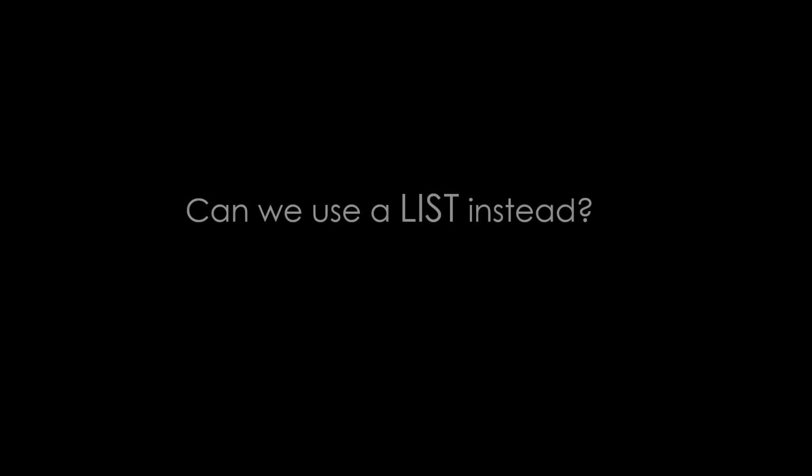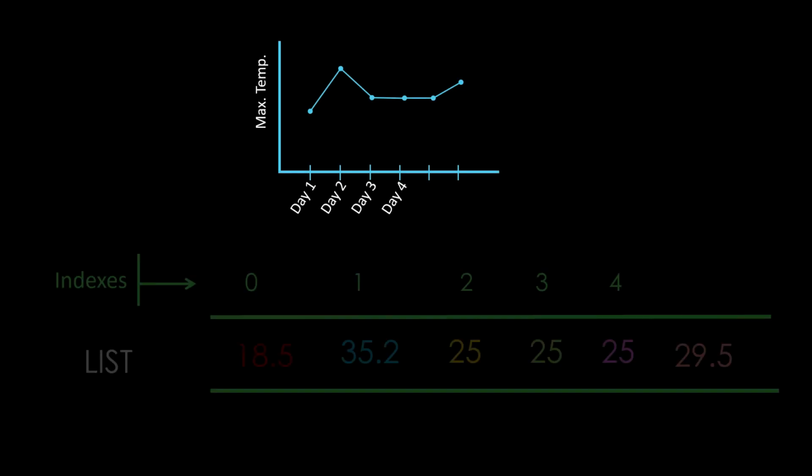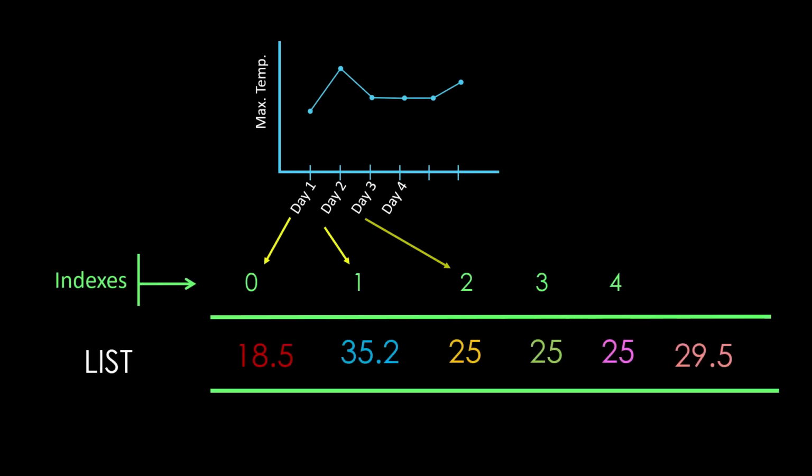So can we use a list instead? Interestingly, it's possible. Every list has an implicit index. We can treat each index as a day for the current month. For example, index 0 for day 1, index 1 for day 2, and so on. Then we can store the max temperature corresponding to each day at the index.